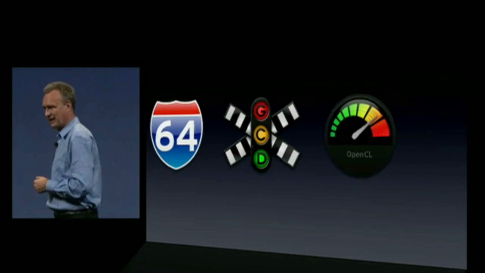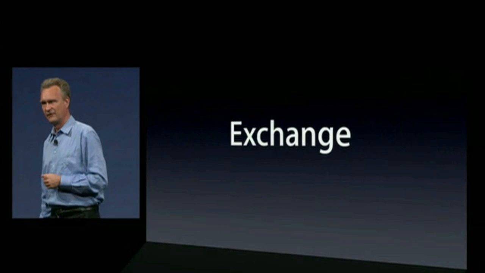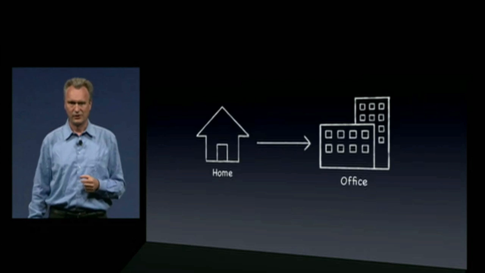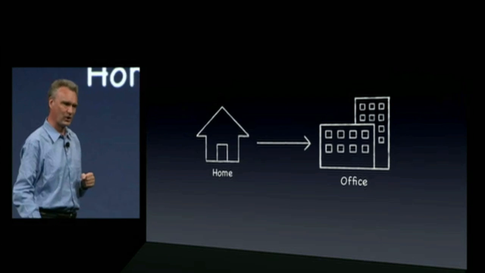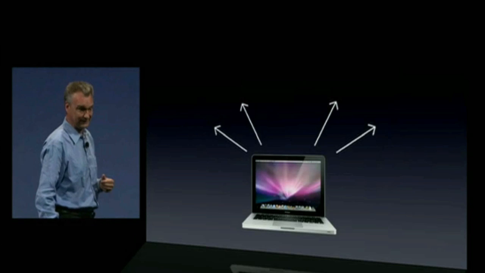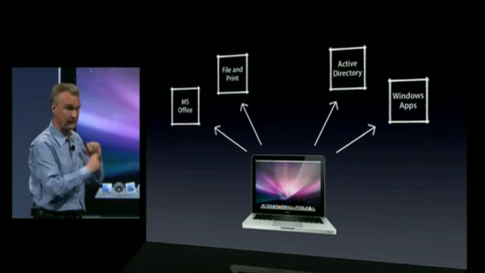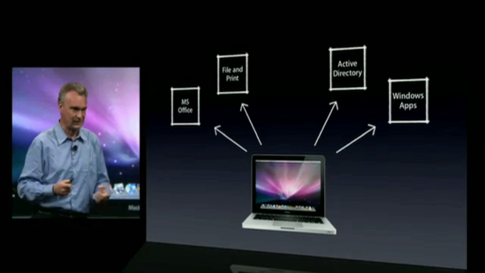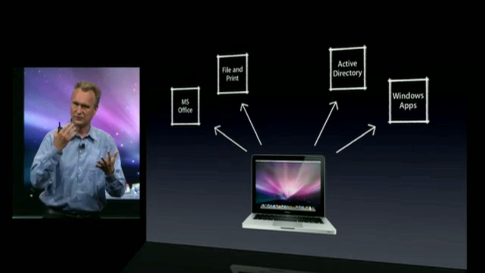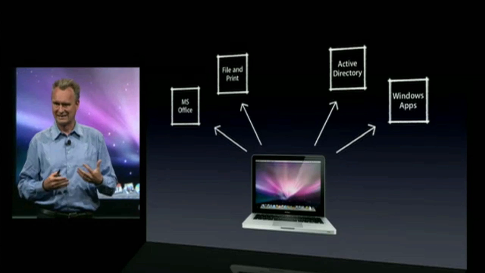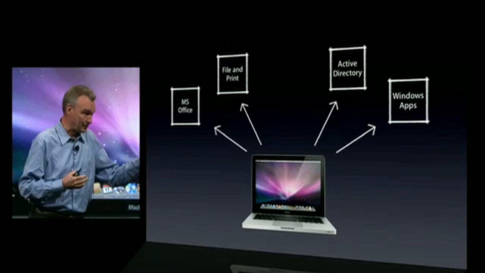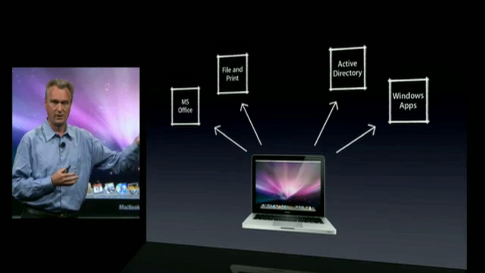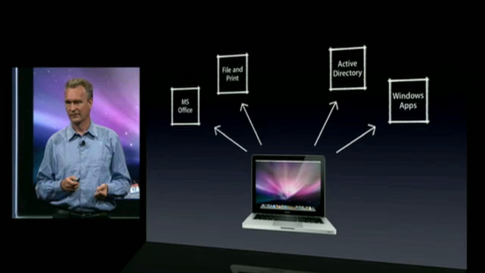So the next area I wanted to cover is fitting in businesses. You know, many people nowadays have a Mac at home that they want to take to work. And it works great because we have Microsoft Office. That's, of course, the de facto standard. We integrate really well with IT services. We have Unix. And we can run Windows applications via Boot Camp, Parallels, or VMware.